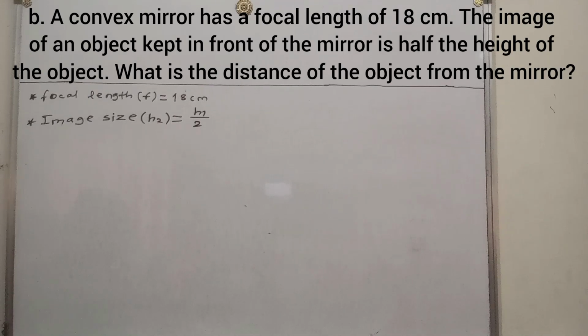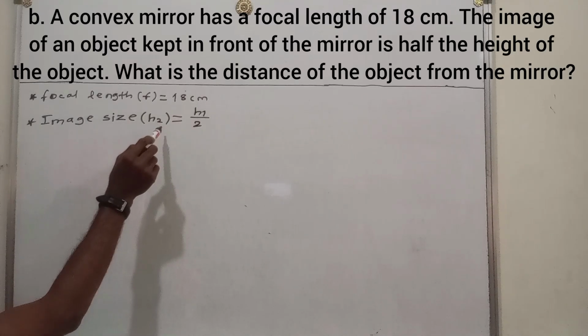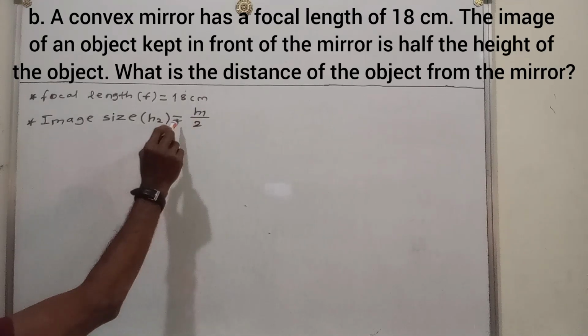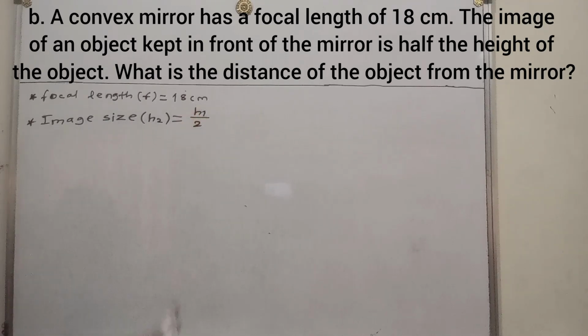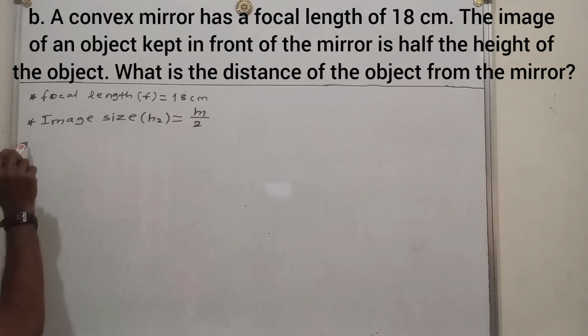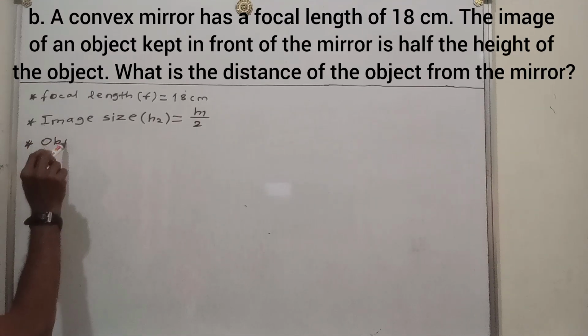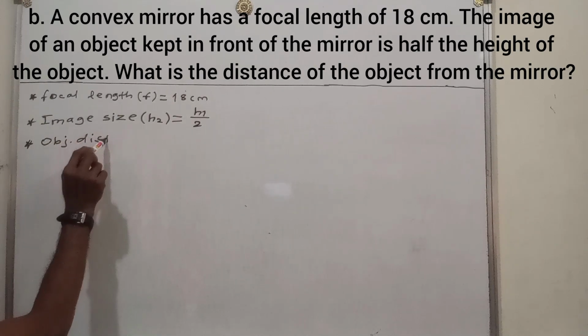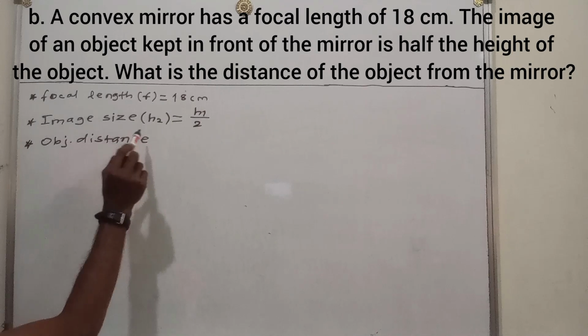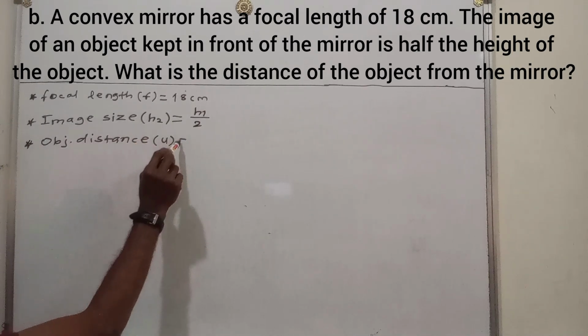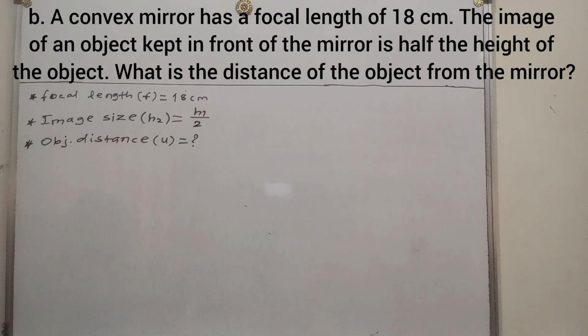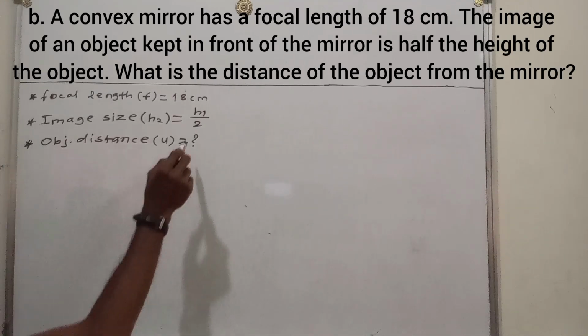Then the image of an object kept in front of the mirror, image size H2 is half of the object size which is kept in front of the mirror. What is the distance of the object? Therefore, object distance, what is u, object distance from the mirror, we don't know.